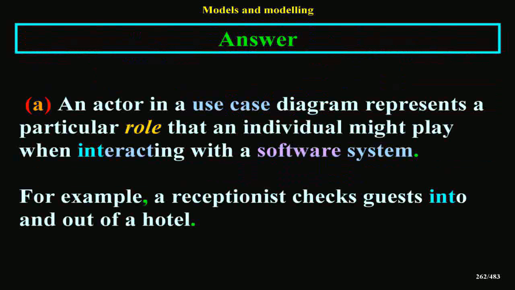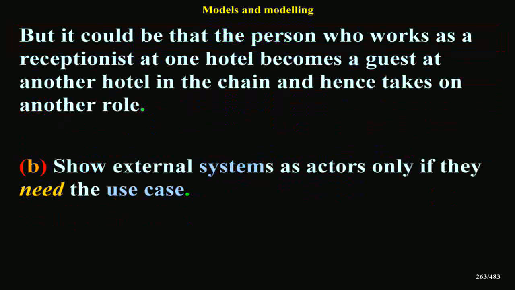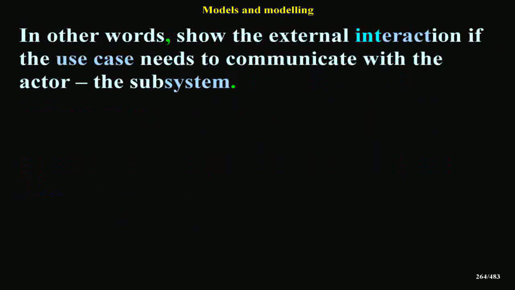Answer. A. An actor in a use case diagram represents a particular role that an individual might play when interacting with a software system. For example, a receptionist checks guests into and out of a hotel. But it could be that the person who works as a receptionist at one hotel becomes a guest at another hotel in the chain and hence takes on another role. B. Show external systems as actors only if they need the use case. In other words, show the external interaction if the use case needs to communicate with the actor, the subsystem.